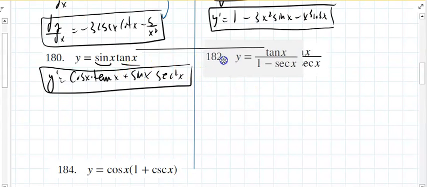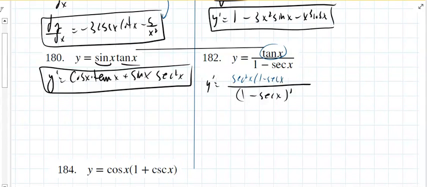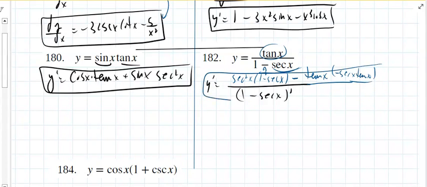Here I have the quotient rule. So if I take a derivative, that will be over the bottom squared. Derivative of the top, the derivative of tangent, is secant squared of x times the denominator, minus the top times the derivative of the denominator, which is negative secant tangent. So that's because of that minus. The derivative of secant is secant of x tan of x. Again, that's all I would want on a test, especially the first test.